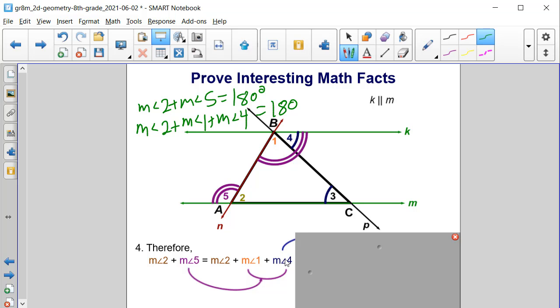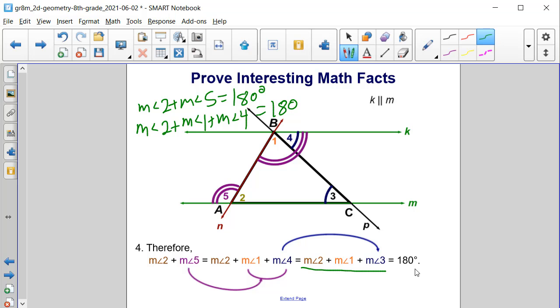And we know the measure of angle 4 right here is equal to the measure of angle 3 because they're alternate interior. So we can put the measure of angle 3 in place of the measure of angle 4 right here. So we get this final expression: measure of angle 2 plus the measure of angle 1 plus the measure of angle 3 all equal 180 degrees.